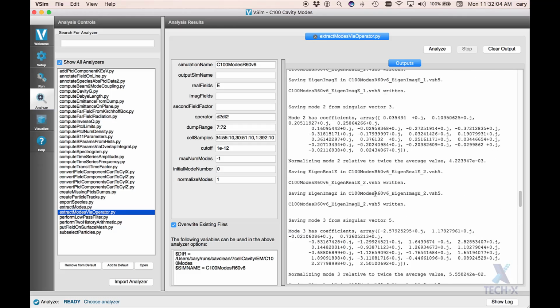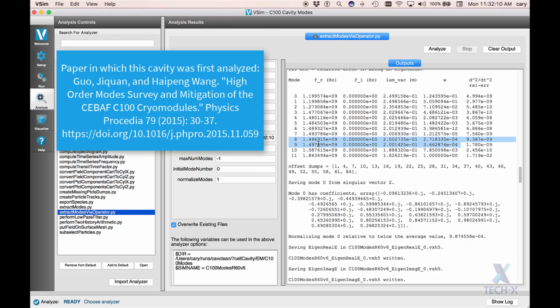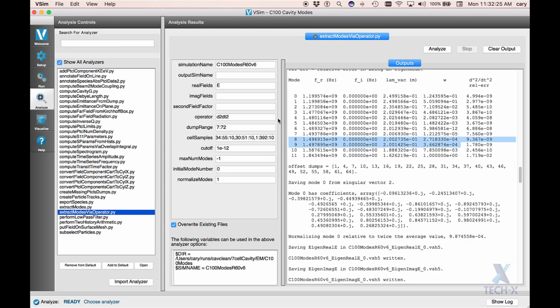Now, going back and looking at those frequencies, if we compare them to the paper in which this cavity was first analyzed, we will find that our mode frequencies are about a megahertz higher than those published in the paper. And what one would like to do is resolve that discrepancy. And the way that's done is with some sort of convergence study.